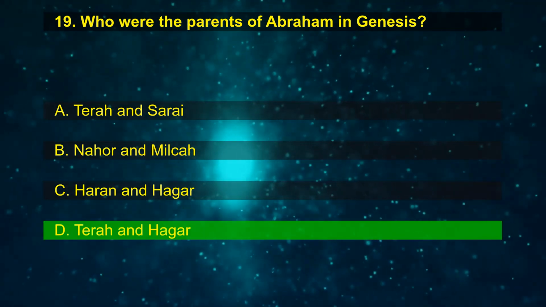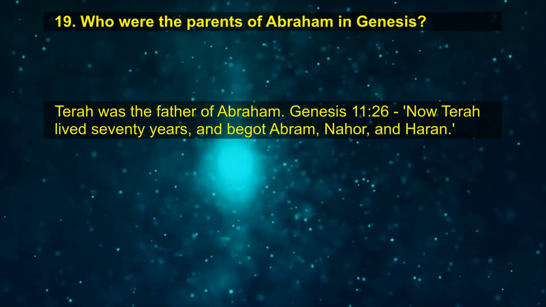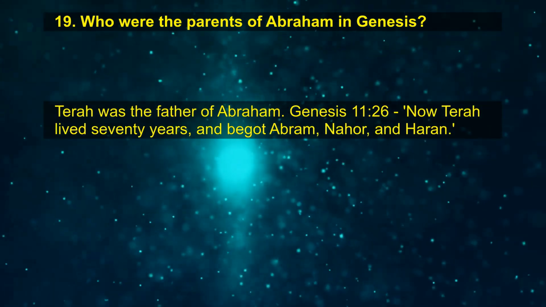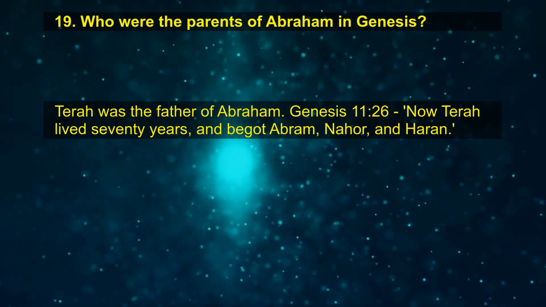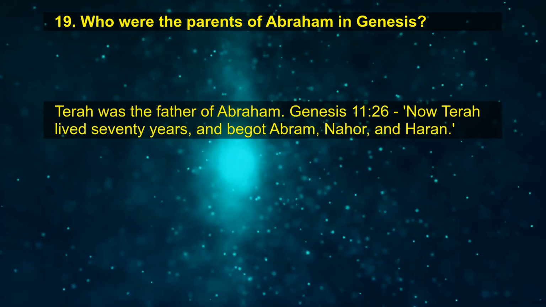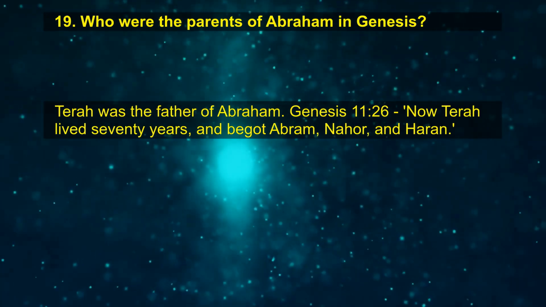Right answer is D. Terah and Hagar. Terah was the father of Abraham. Genesis chapter 11 verse 26. Now Terah lived 70 years, and begot Abram, Nahor, and Haran.